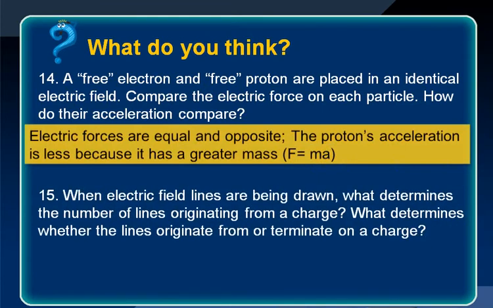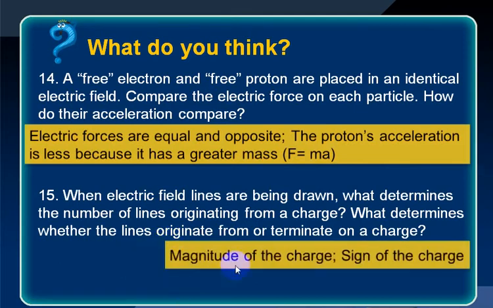Question 15. When electric field lines are being drawn, what determines the number of lines originating from a charge? What determines whether the lines originate from or terminate on a charge? The answer for the first question is the magnitude of the charge. And the answer for the second question is the sign of the charge.